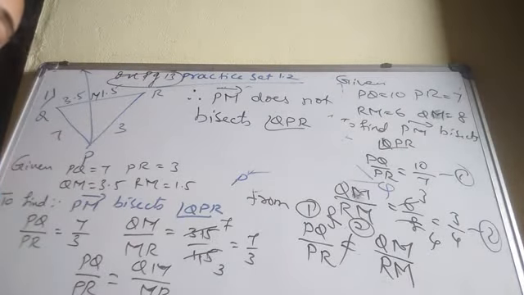In the same manner, for the third one also, you need to check the condition whether LHS is equal to RHS or not. If it is equal, then ray PM bisects the angle QPR. If LHS is not equal to RHS, then ray PM does not bisect the angle QPR. Students, now the first bit is over.